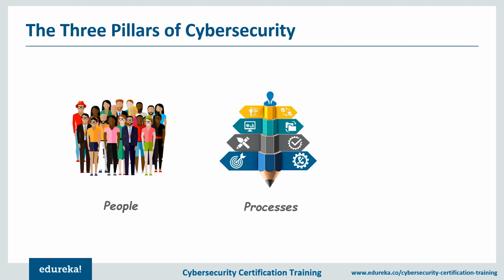Moving on, we have processes. Processes are crucial in defining how the organization's activities, roles, and documentation can be used to mitigate the risk to the organization's information and data. Cyber threats keep changing quickly, so processes need to be continually reviewed and updated to be able to adapt to them.